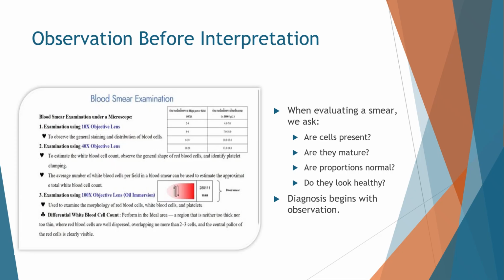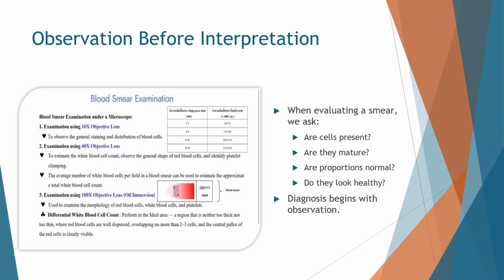Are cells present in appropriate numbers? Do they appear mature for what should be circulating? Are proportions balanced? Or do the cells look structurally healthy? Think of this like walking into a room and scanning the environment before forming an opinion. You notice lighting, spacing, organization, the overall pattern, before focusing on individual details. Microscopically, we do the same thing.